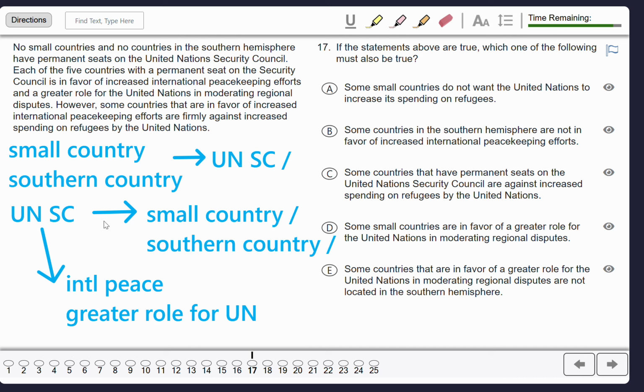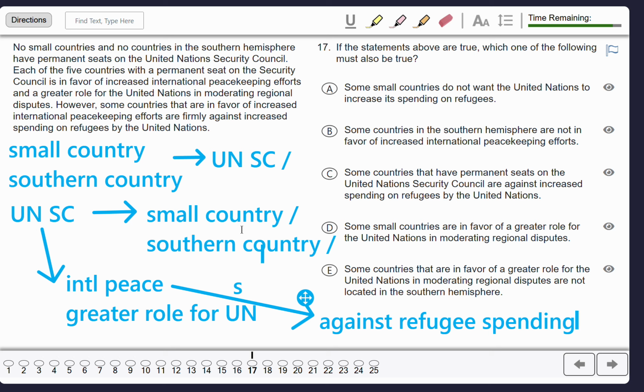Okay, great. My foundational diagram here is taking shape. My master diagram here. Okay, great. And there's one more fact that I can diagram here. However, some countries are in favor of increased international peacekeeping efforts. Okay, so some of these, sorry, I'm running a little bit out of space here. That's okay. Some of these countries in this international peacekeeping coalition are against refugee spending. Okay. And something I just want to point out really quick is it doesn't really matter how you diagram this.